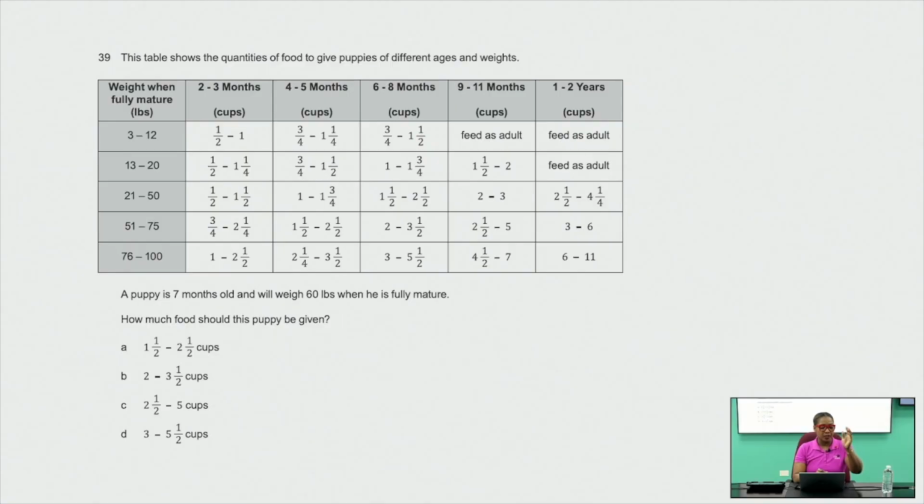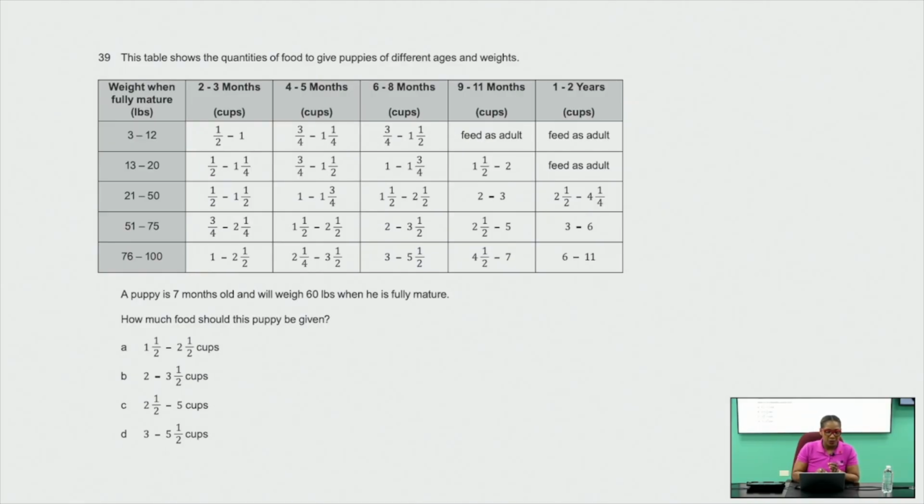So you see on your left, you have the weight when fully mature in pounds, and to the top of your table, so that's your horizontal section, it talks about the age of the puppy, right? And then you have the cups below. So, what's the question? A puppy is 7 months old and will weigh 60 pounds when he is fully mature. So we have the age and we have the weight. How much food should this puppy be given?